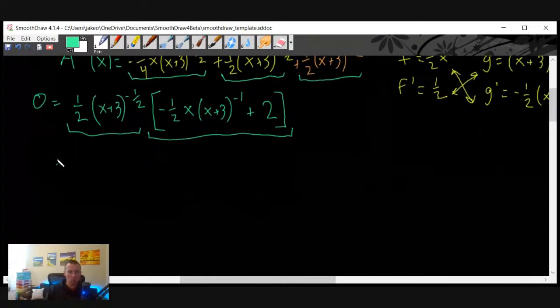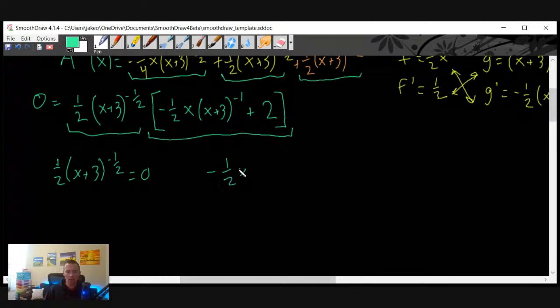So we will get 1/2 times (x + 3)^(-1/2) equals 0, and -1/2 x times (x + 3)^(-1) plus 2 equals 0. So this over here, if we multiply both sides by 2, that'll cancel there. 2 times 0 is still 0, so that's not really going to contribute anything there.